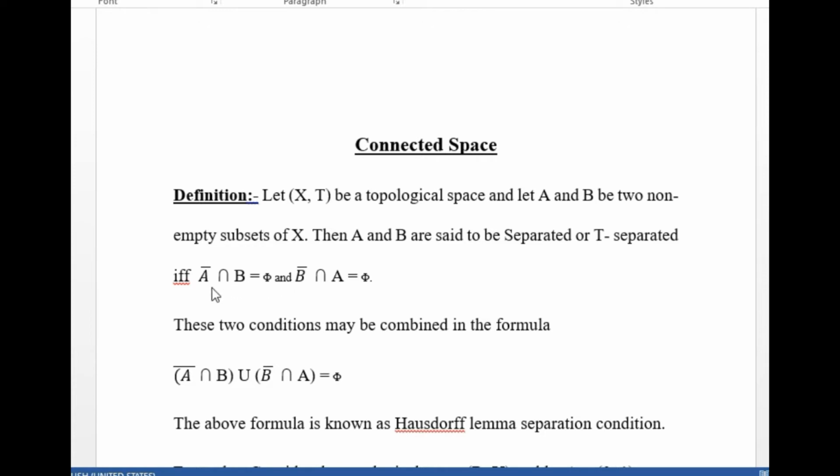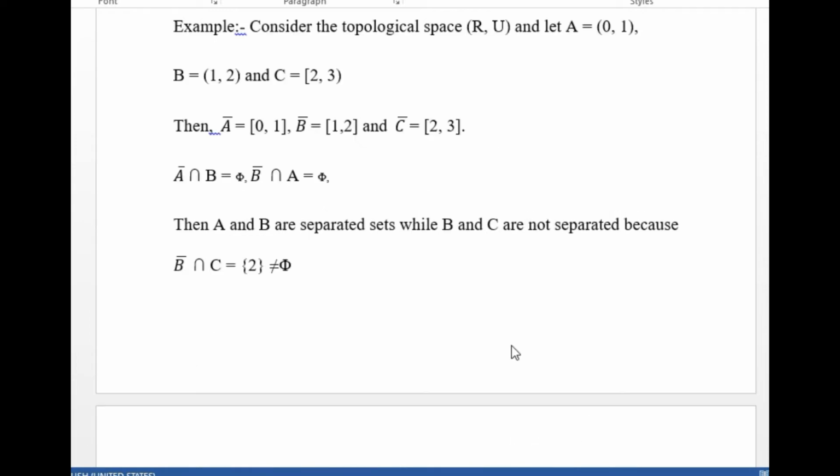These two conditions, A closure intersection B is equal to empty and B closure intersection A is equal to empty, are combined in the formula (A closure intersection B) union (B closure intersection A) is equal to empty. This formula is known as Hausdorff-Lennes separation condition.